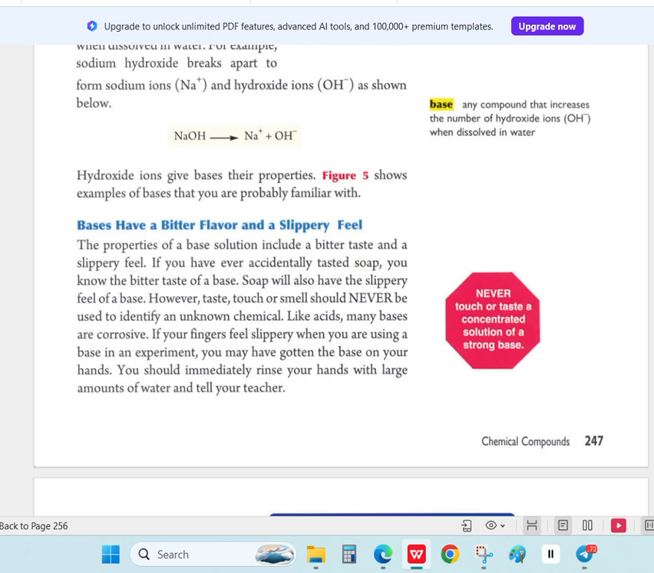So that's a base. There's another point: how can we detect a base? How can we detect whether a solution is a base or not?